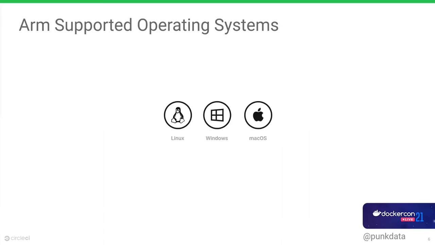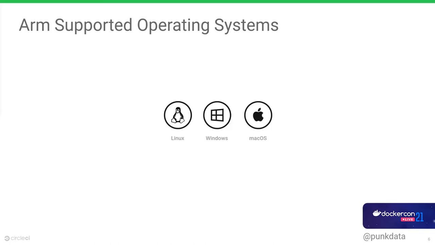Now, ARM has been supported by a bunch of operating systems, Linux in particular, Windows as well, and more recently, Mac OS. So the idea with Apple adopting the ARM architecture for all of their devices in current and future releases is for them to essentially streamline on a standard processor, and also to enable better power consumption across all of their devices, including desktops and laptops.